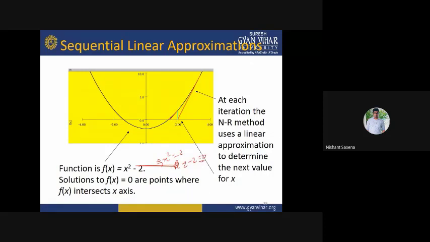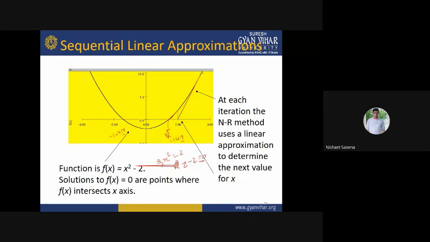And which is the point where x^2 is equal to 2? It is somewhere over here. It is nothing but root 2, 1.414. This is clear. So this is the point where your f(x) is 0. Similarly, at this location, this is your minus 1.414.